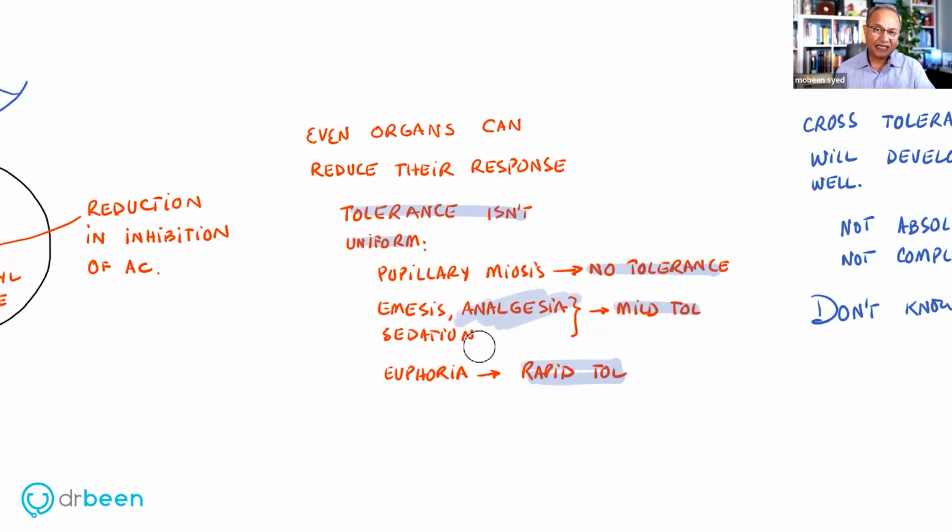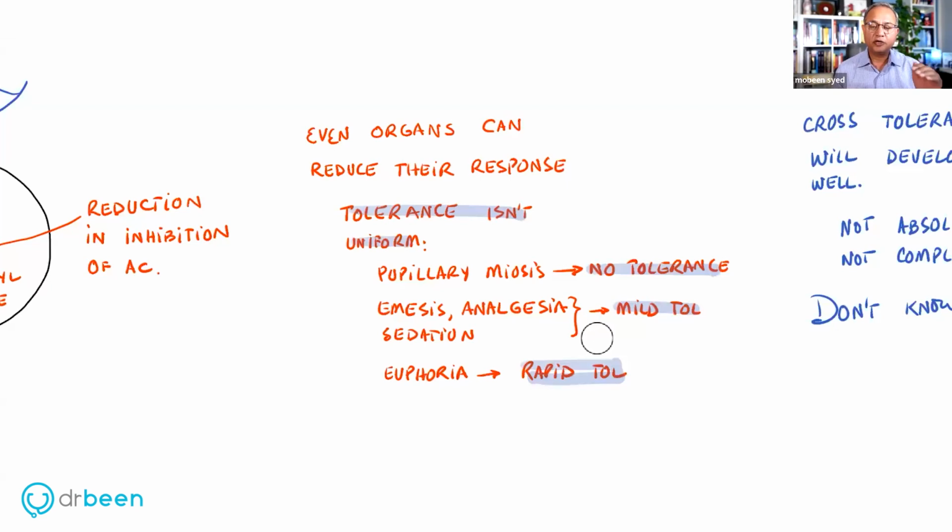Analgesia, or pain killing, is an effect of opioid at the spinal cord level, and also a counter-regulation by the higher centers. But let's just use the spinal cord as an example. The pain gating occurs at the spinal cord. We have discussed that in the previous lectures. Sedation is another effect that is at the central level. These tissues that are involved with these symptoms start becoming tolerant and develop mild tolerance.